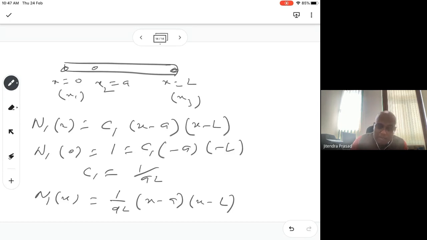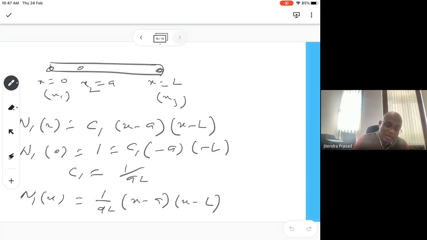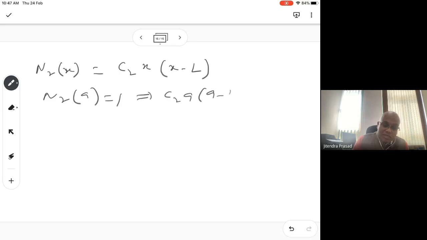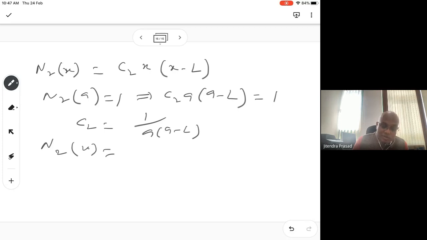And so on. Similarly, N2(x) you can write as C2 (x minus L), and you know that N2(A) is equal to 1. That means C2 (A minus L) is equal to 1, and C2 equals 1 over (A minus L). Hence N2(x) is equal to 1 over (A minus L) times (x minus L).